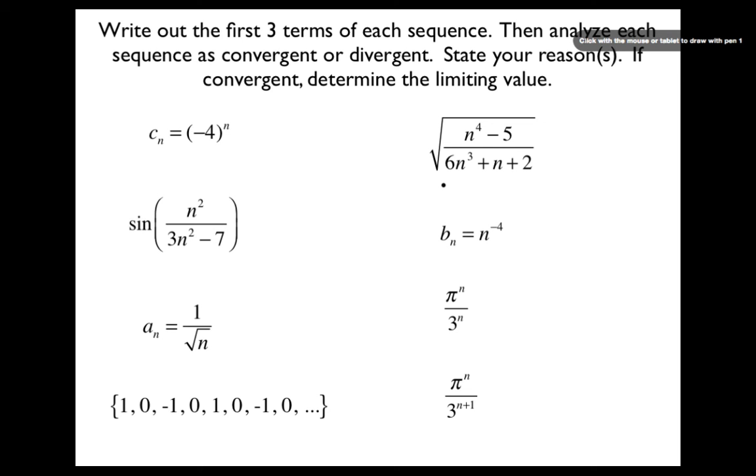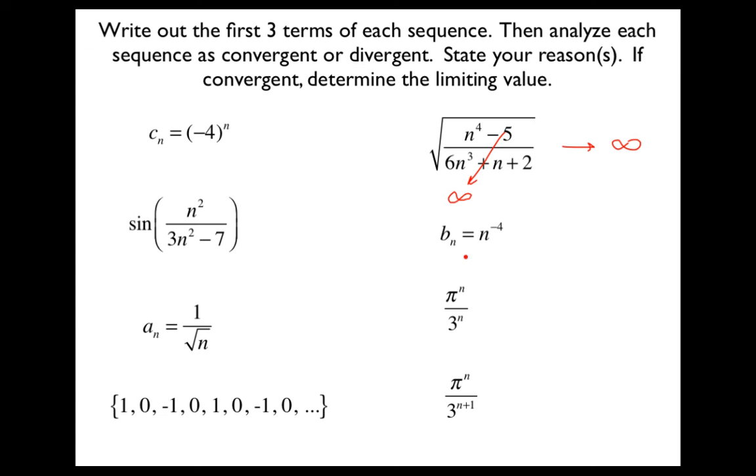So looking at it as a rational function, that whole thing gets very, very large because the degree of the numerator is greater than the degree of the denominator. And what about the square root of that then? The square root of a number that gets increasingly large gets increasingly large. So this is divergent.